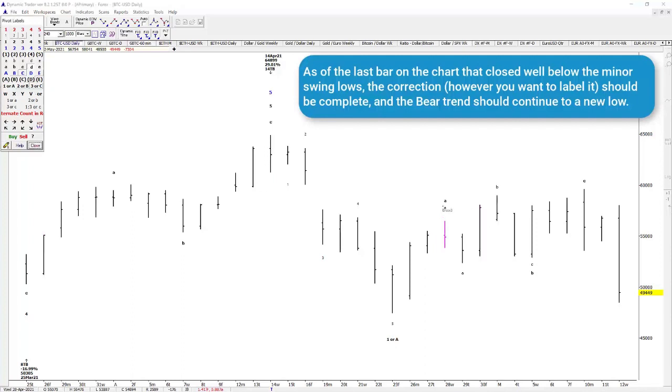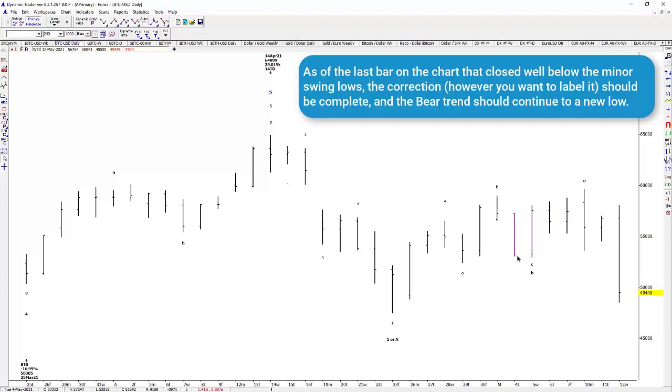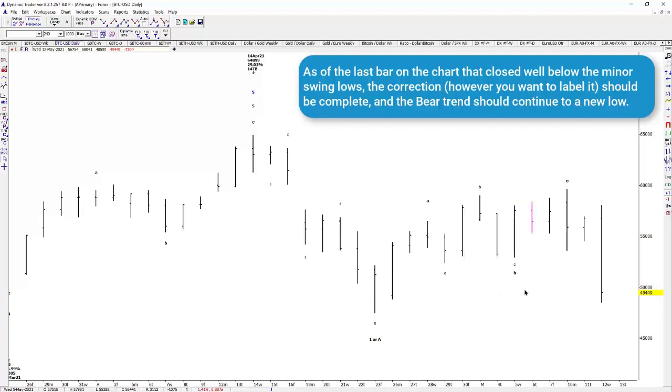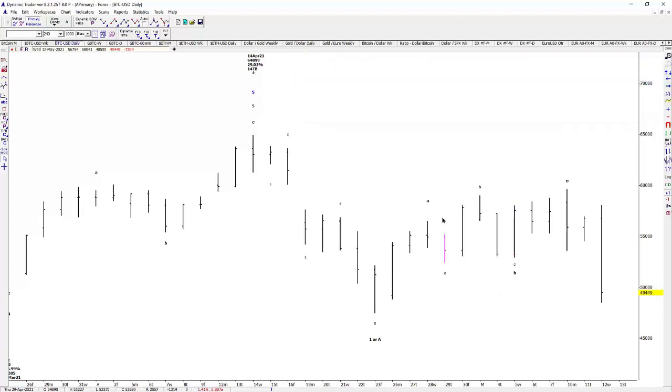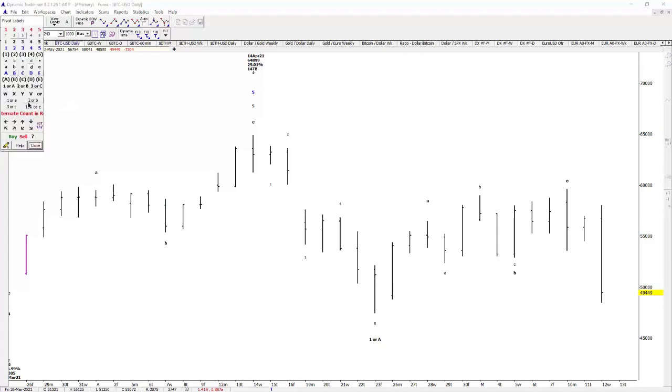Let me get rid of this guy. And that all makes sense. Kind of the point is, as of this bar, this section, and this correction is probably complete. Let's add some more data. So this was not an ideal ABC, but it had the basic structure of an ABC. And then we had a decline to a new low, which signals more than likely this correction is complete. And more than likely, we've just completed a wave 2 of B.